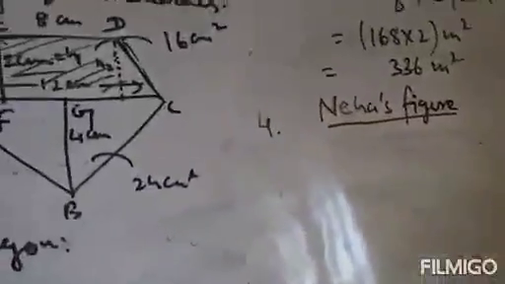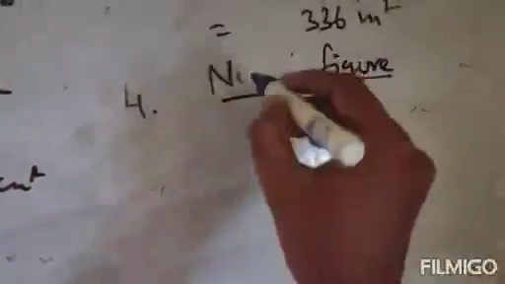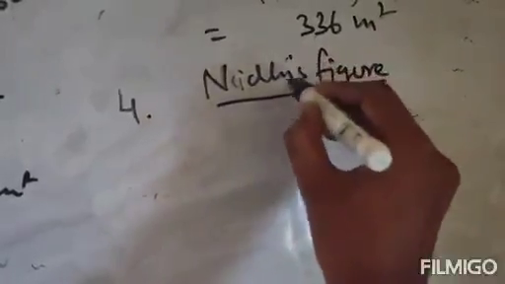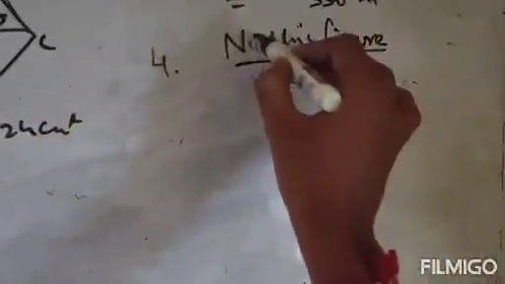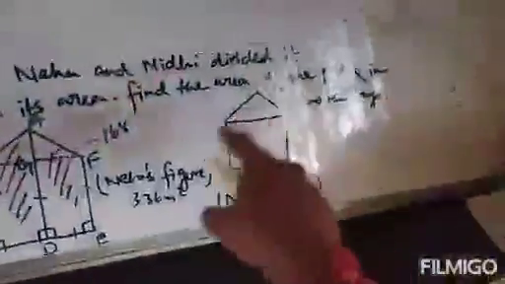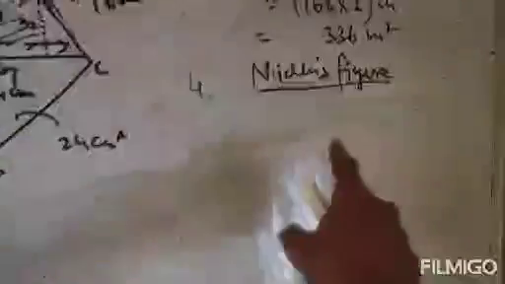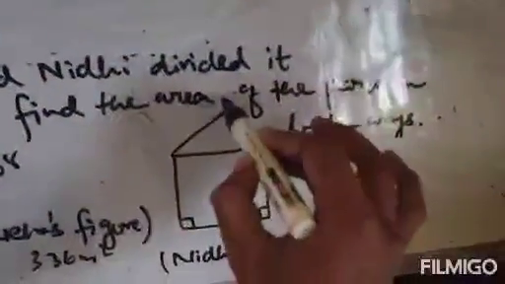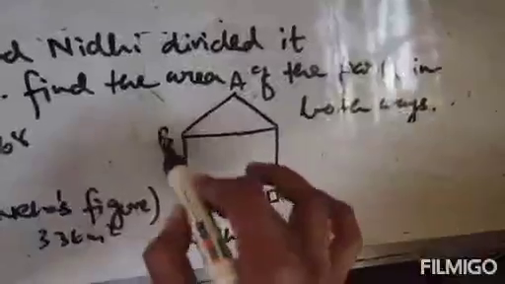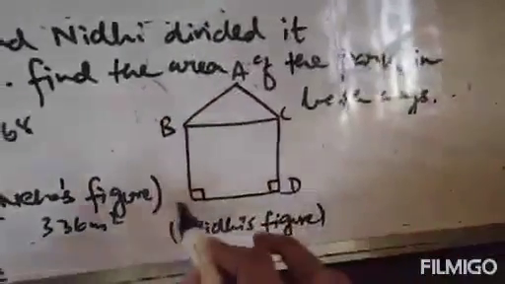So according to Neha's figure, just make a heading Neha's figure. The second name is Nidhi, so make a heading Nidhi's figure. Now draw this diagram again, here Nidhi's figure, and label this diagram. So A, B, C, D, E.